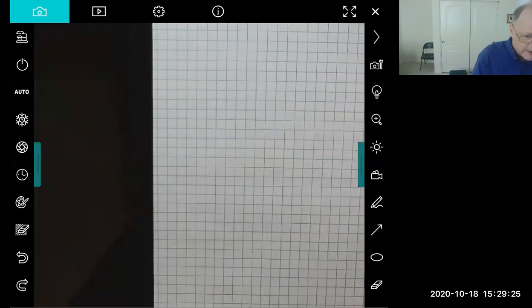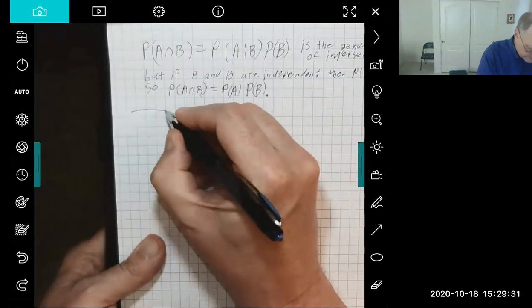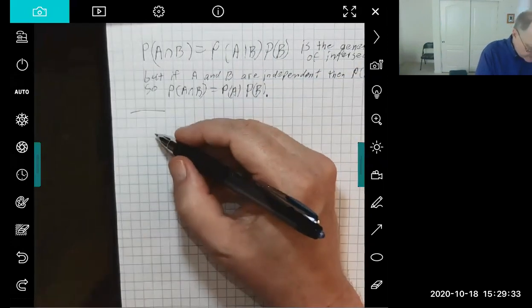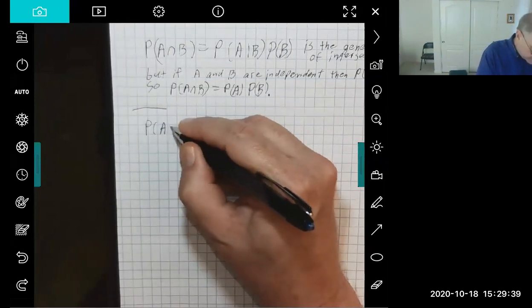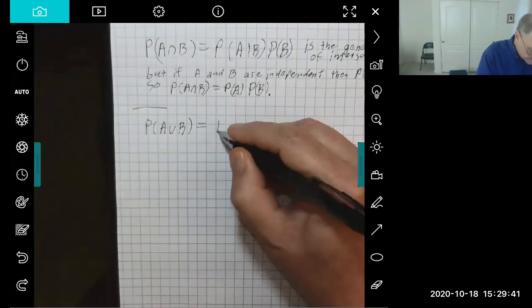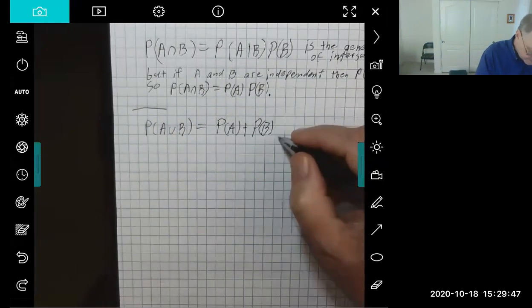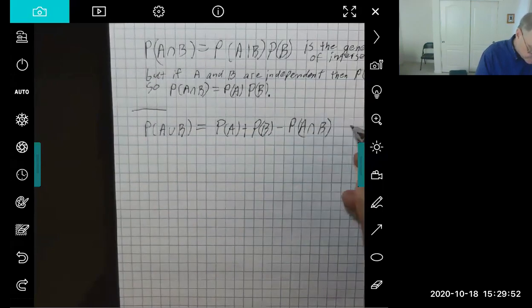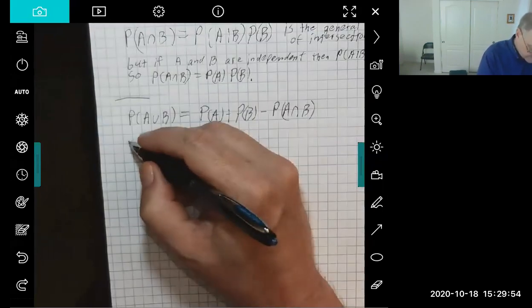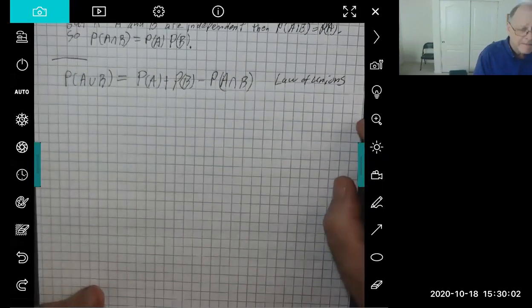So I think that's all for this topic. I'm going to just write down what we've got so far, because from the previous lecture we had P of A union B. It's P of A plus P of B minus P of the intersection. That's the law of unions.